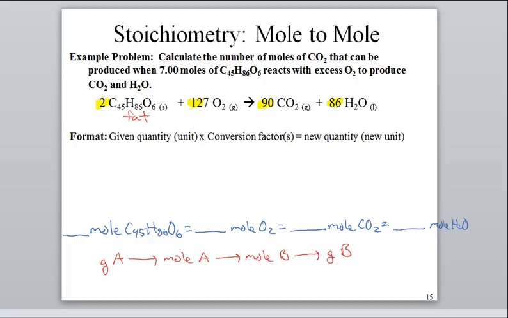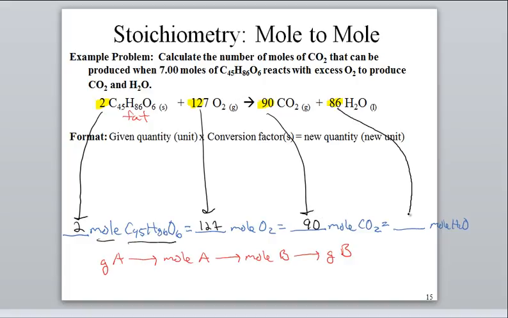So the units here, moles for each one, you need to be careful when you make this. You can't just say moles. You have to include the formula of the chemical. It's not complete otherwise. But as far as the numbers that go in front of that unit, 2 for that C45H86O6 molecule, 127 for the oxygen, the 90 for the carbon dioxide, and 86 for the water molecules.